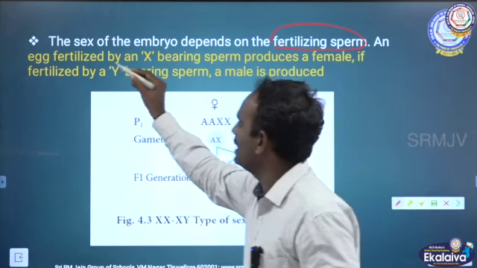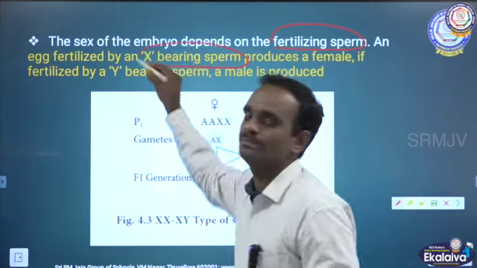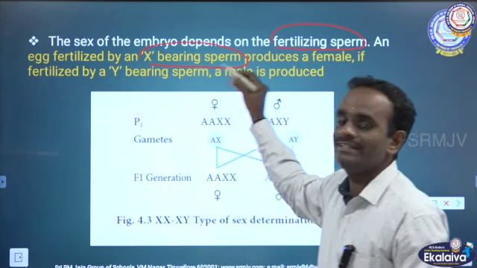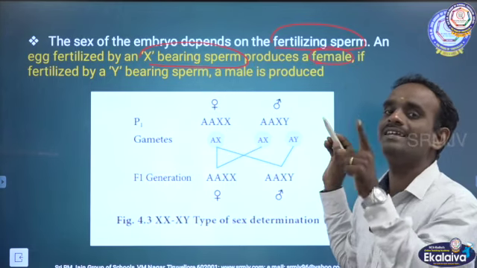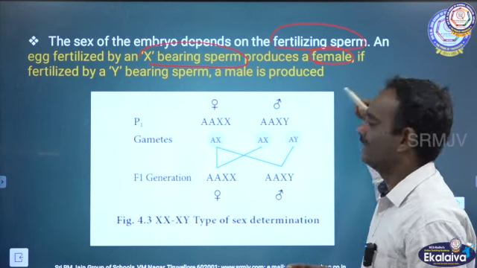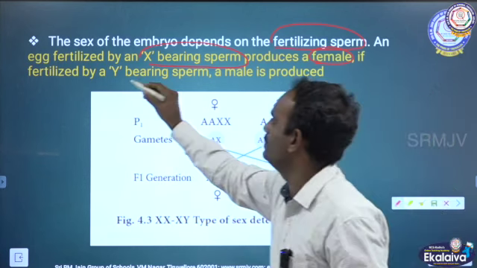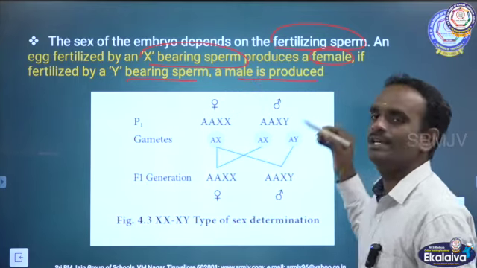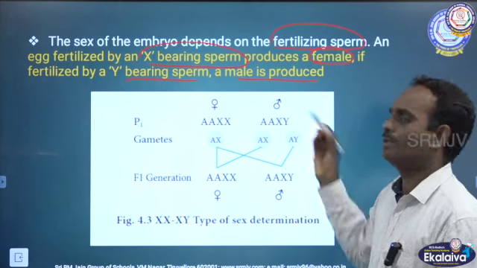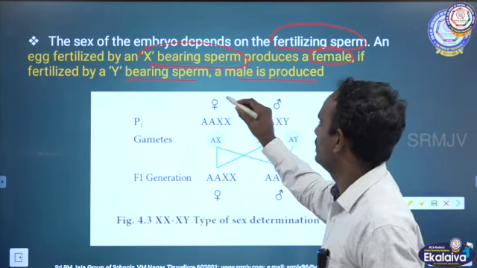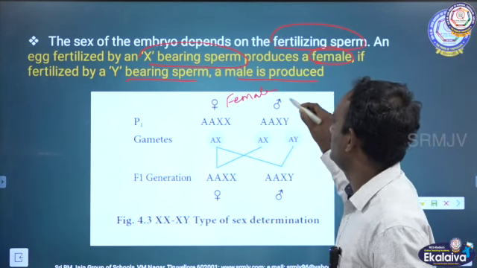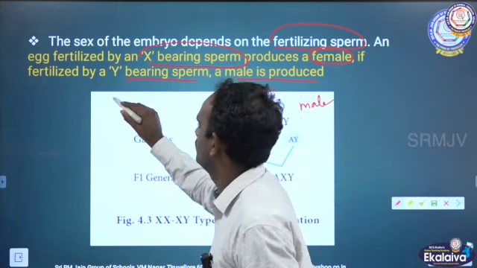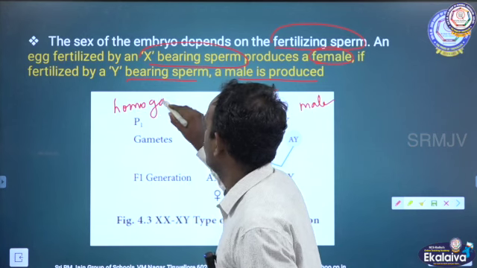An egg fertilized by an X bearing sperm, very important, produces a female individual. Second, if the egg is fertilized by a Y bearing sperm, a male individual is produced. See the picture here, children. This is a female and this is male. As I said, female is homogametic.